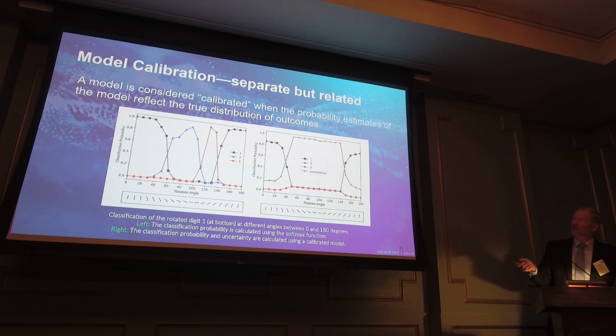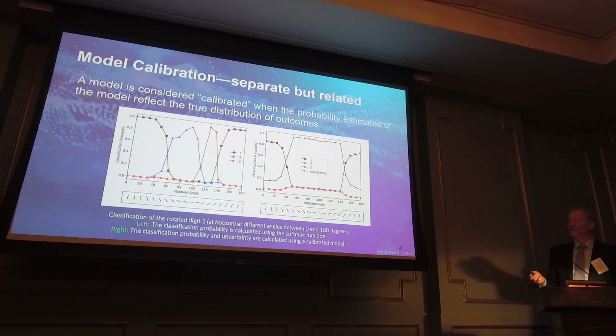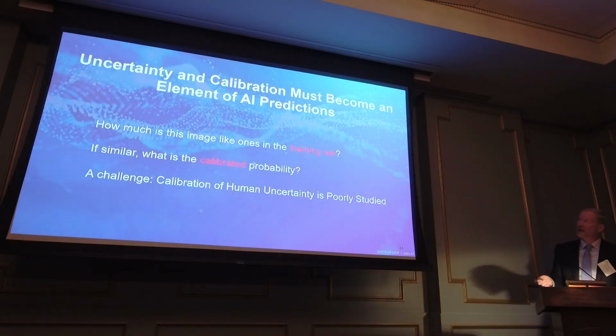But really, you should say, well, here I'm really uncertain what that thing is. It might be a two, it might be a five, it might be a one, but that needs to be communicated. And so this concept of measuring uncertainty and communicating that out to the radiologist is critical to adoption. I think this has to become an element of AI tools that are built and FDA cleared. There needs to be this question of how much this image is like the ones in the training set.